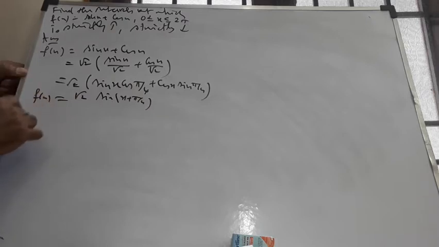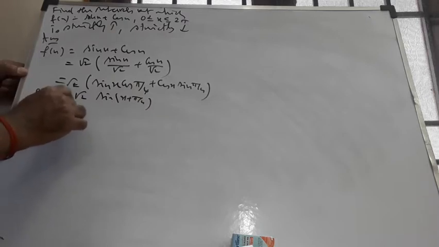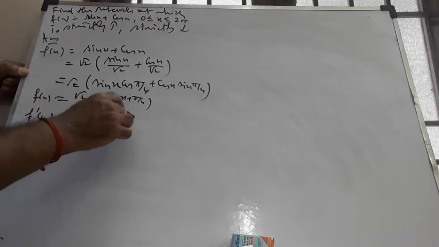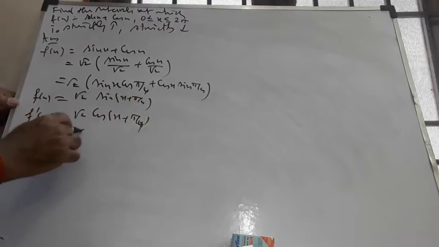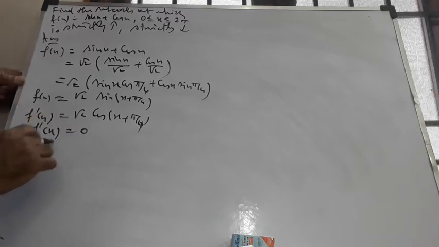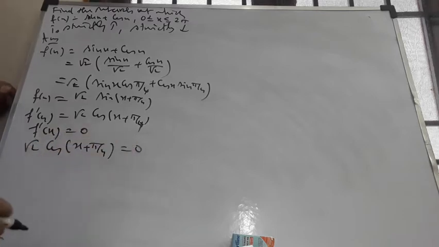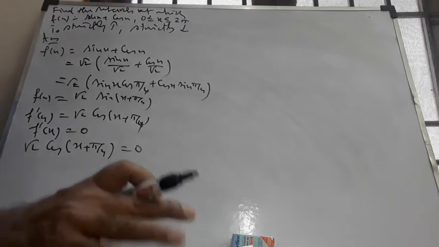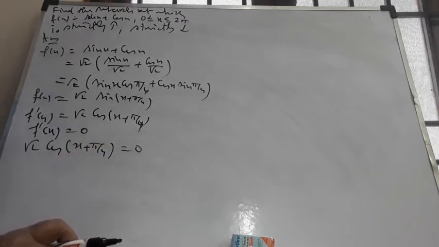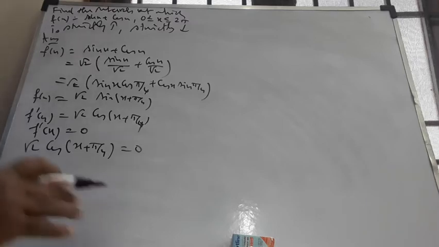F of x equal to that, now f dash of x happens to be root 2 into cos of x plus pi by 4. Okay, now as in the previous case, let me write f dash of x equal to 0. Root 2 cos of x plus pi by 4 is equal to 0. Therefore, you know very well cosine is 0 at every odd multiple of pi by 2.